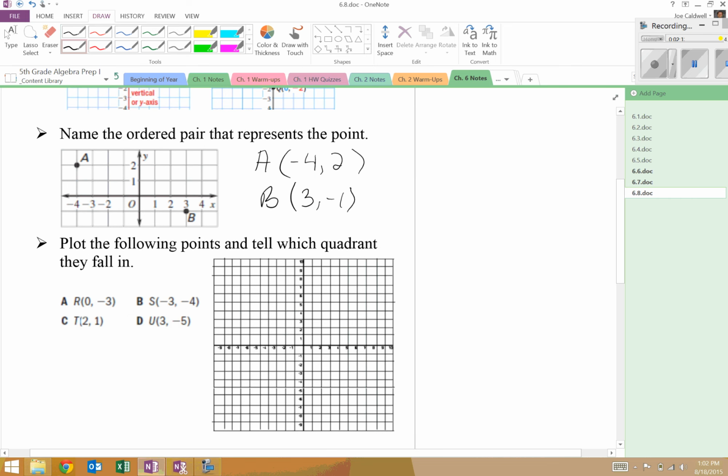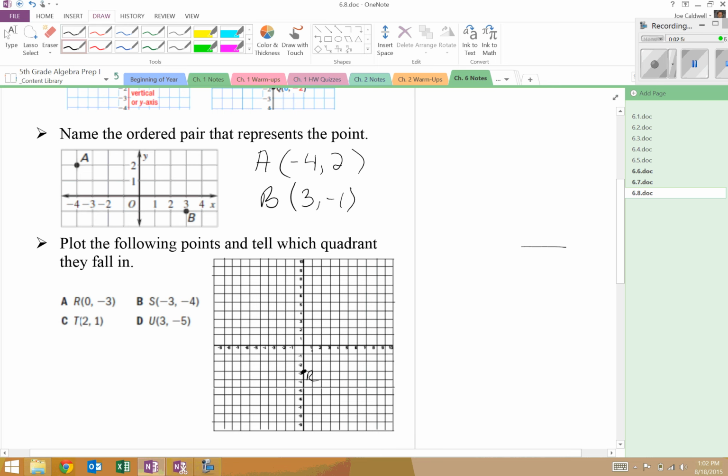For plotting these points, again, this tells you how far over, and that one tells you how far down to go, or up, if it's positive. So the first one is over 0, down negative 3. So that's our first dot, labeled R. The second one here is back negative 3, down negative 4. So notice how I'm going about doing that. Back negative 3, down 4, and that is labeled S.